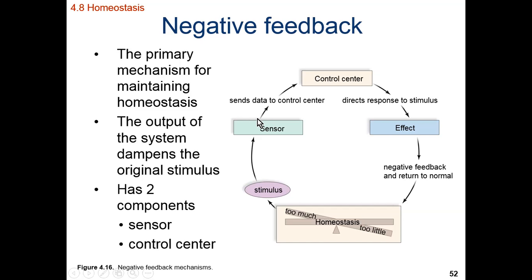Usually that's done via the nervous system, so our sensory nerves will send information to the brain and spinal cord where it's processed. Then the brain and spinal cord make a decision and send a signal to some kind of muscular cell, smooth, cardiac or skeletal muscle cell, to cause a response. And then if it's negative feedback, we try to go back to the original level.